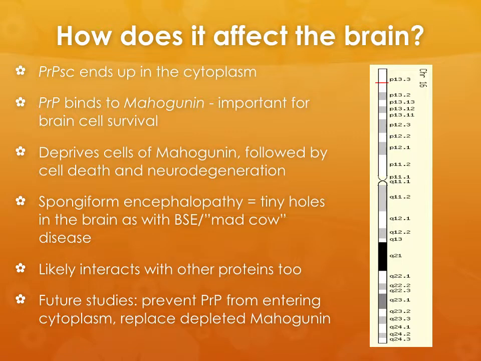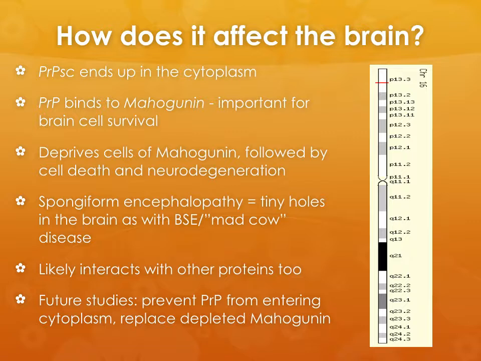Studies published in the journal Cell indicate that in mice infected with prion proteins, PrP formed aggregate clumps with mahogunin, and because of the subsequent cell death and neural degradation that followed, patients often developed tiny holes in their brain tissue, leading to the spongy-like appearance that is characterized by bovine spongiform encephalopathy and other related disorders. Researchers have determined that PrP likely interacts with other proteins as well, but that mahogunin is especially important.